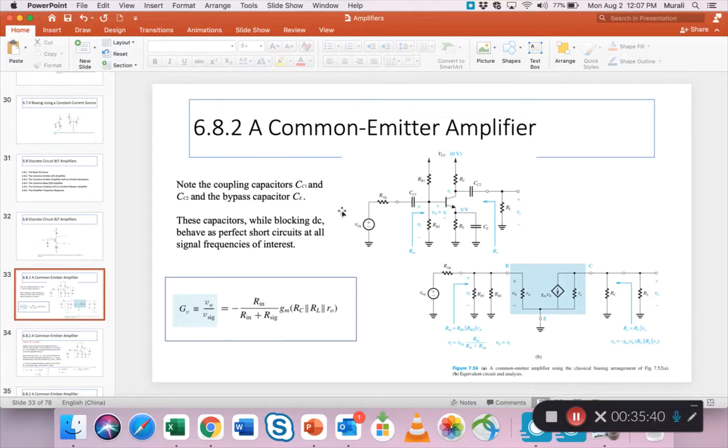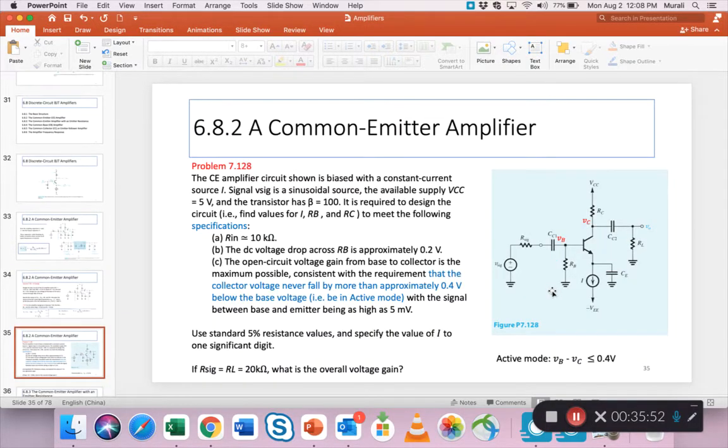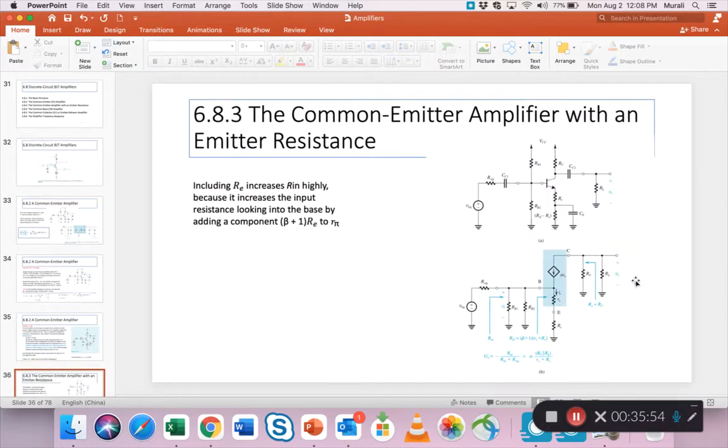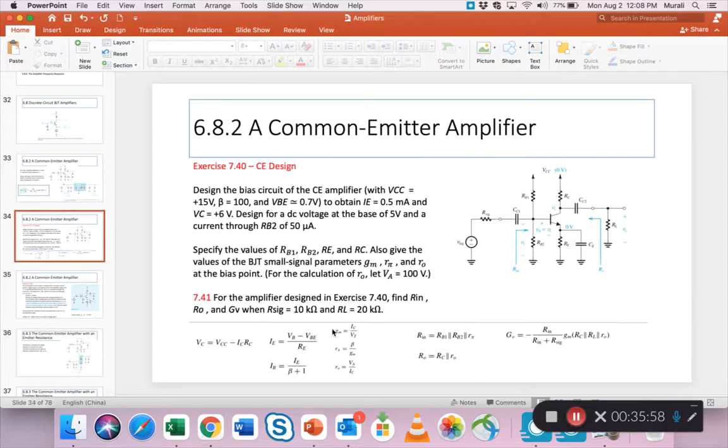So for a common emitter amplifier, here are the formulas. Here's how you use the pi model. If it's a CE with an emitter resistor, we use the T model, like here. All right, so all these techniques we're going to use.